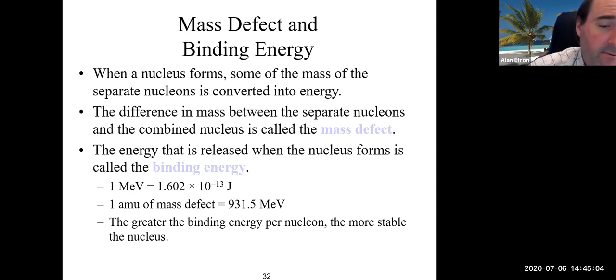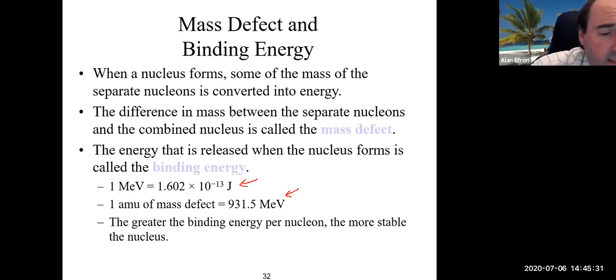Now, there's a couple of ways you could calculate the energy associated with it. You could use Einstein's equation. You could also use these conversion factors here, which also truly do come from Einstein's equation, but sometimes people will just use these and not really think about Einstein's equation. I'll show you an example in just a second of doing it both ways, and you'll get the same answer depending on which way you want to do it.